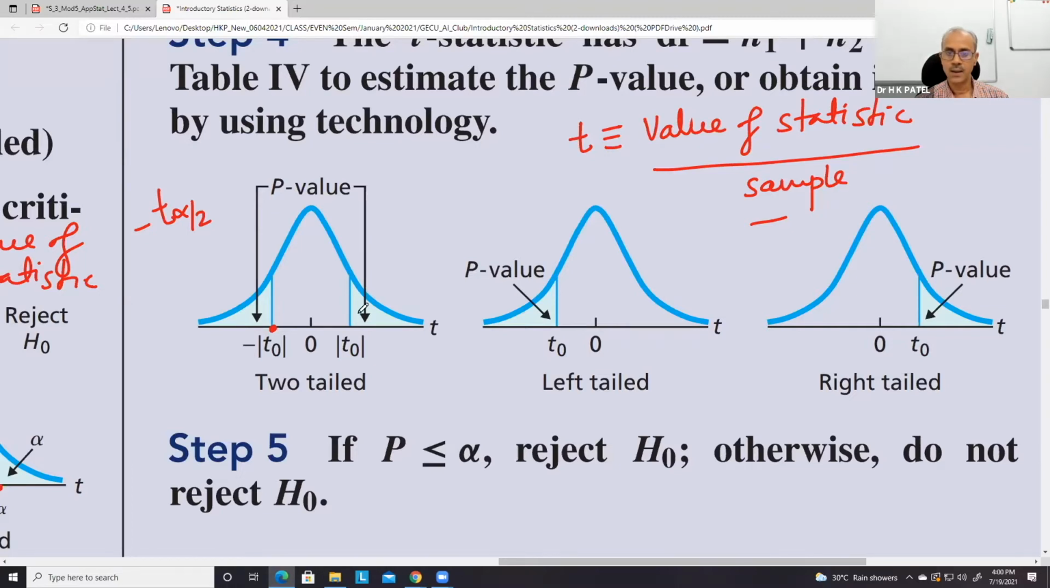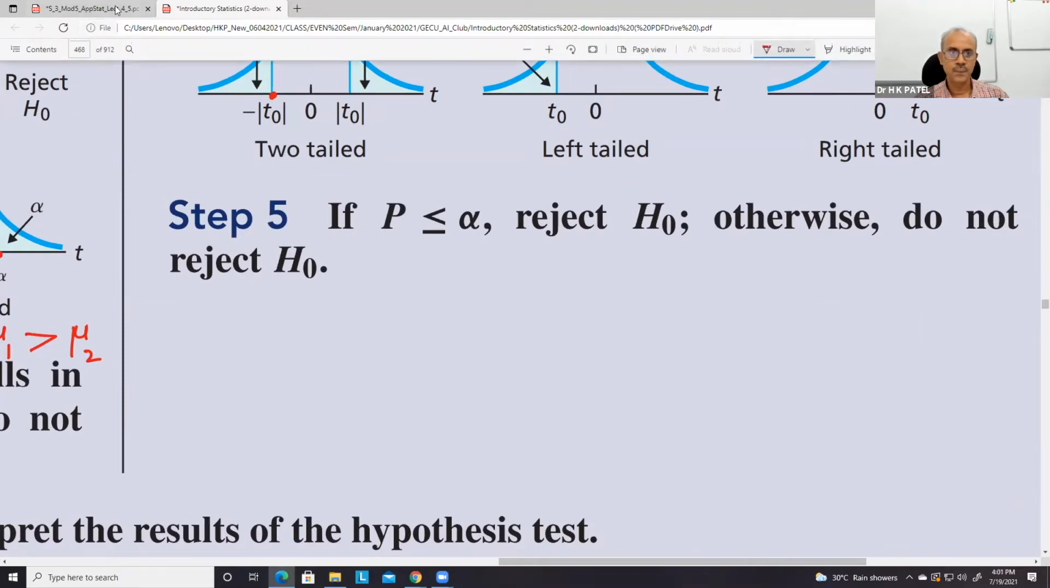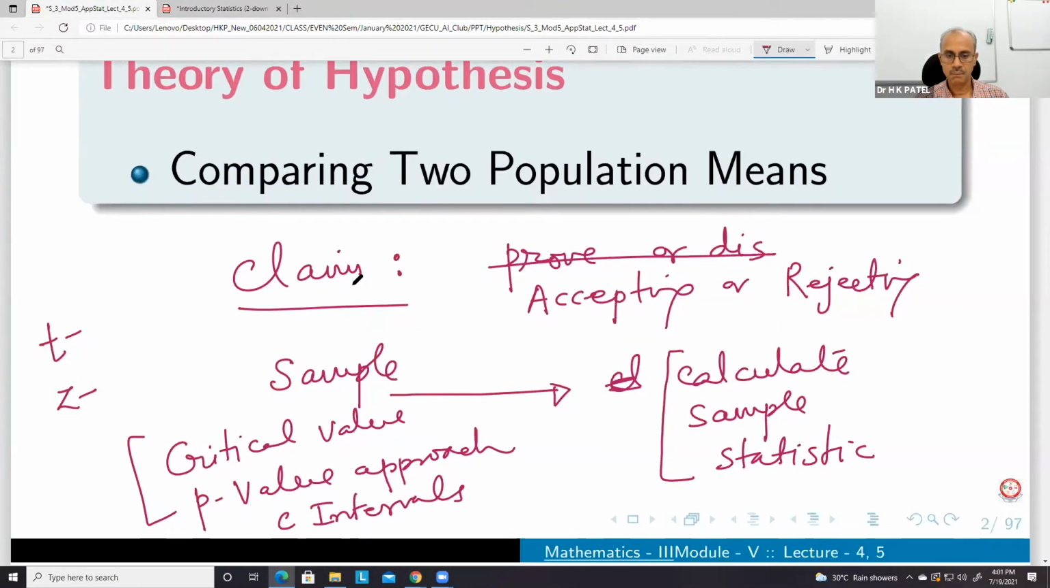You can Google it, just search "area under T distribution." You'll find different software by different institutes, and those software can be used to find the value of the area. You will see this in one of the problems. So this is the summary of what we are doing.